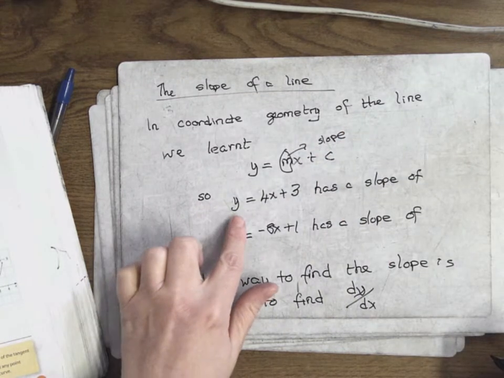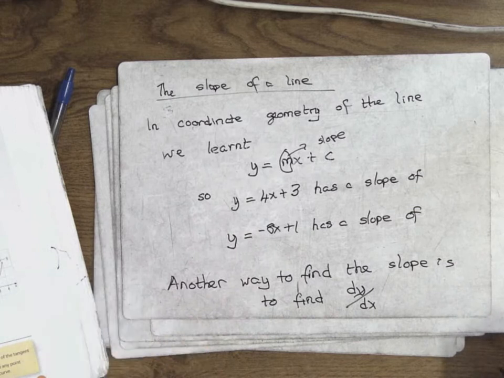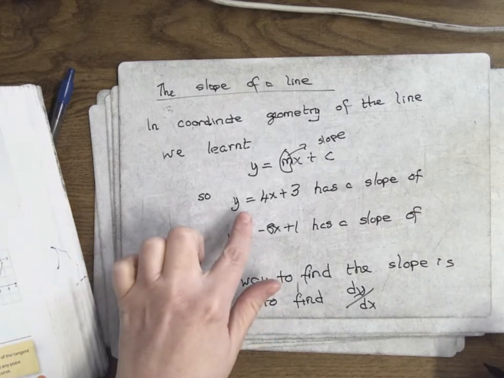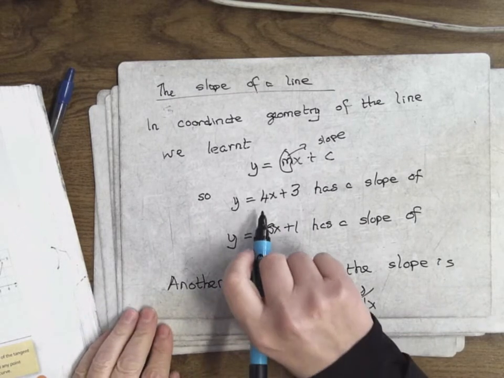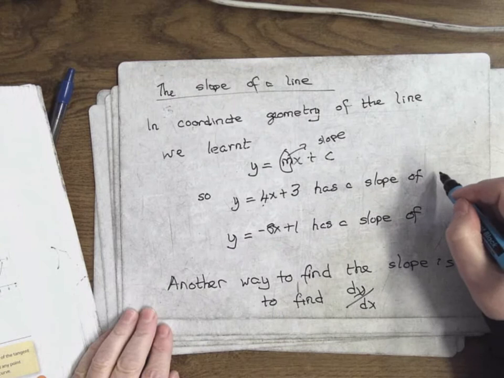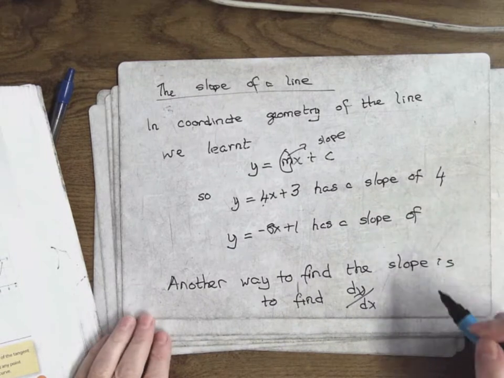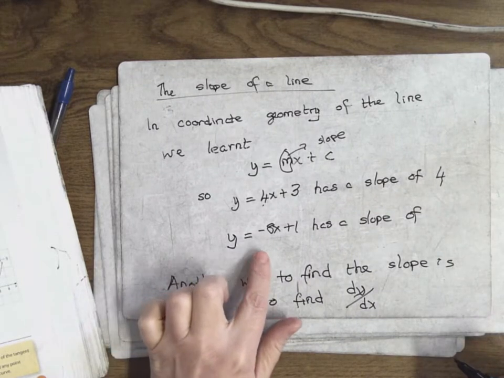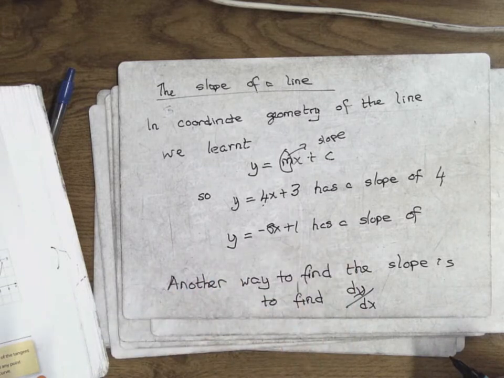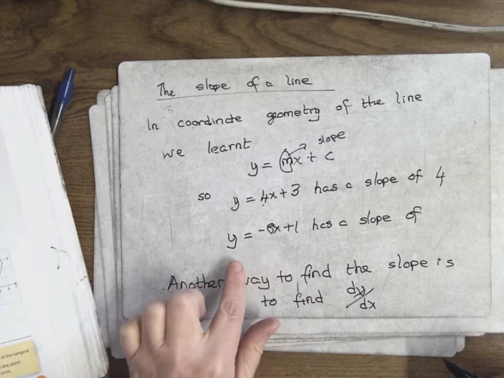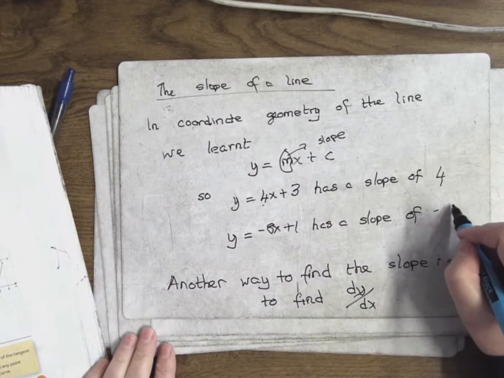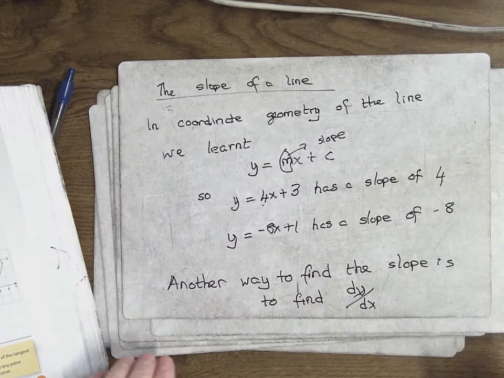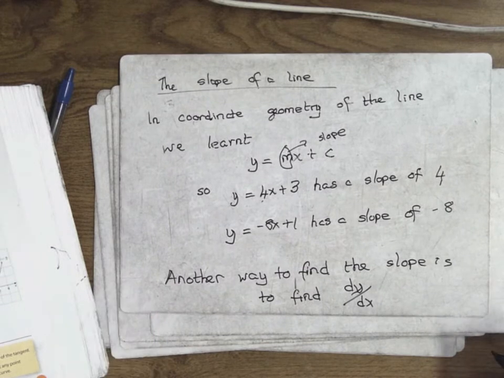For example, this is a line. How do you know it's a line? There's no x squared term, it's just x. So y equals 4x plus 3. How do you figure out what slope this has? It's the number in front of x, so this has a slope of 4. This one is y equals minus 8x plus 1. Once it's written as y equals everything else, the slope is the number in front of x, so this one has a slope of minus 8. That's what we learned in coordinate geometry.